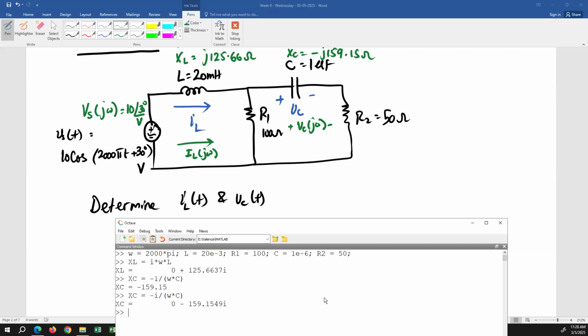So over the total impedance, because remember, IL is the current coming out of the battery source. So once you have the total impedance, then the current coming out of the battery source will simply be VS over the total impedance. That's IL.